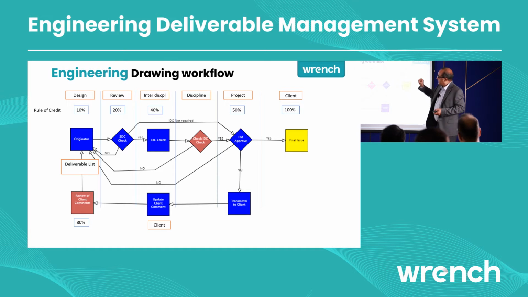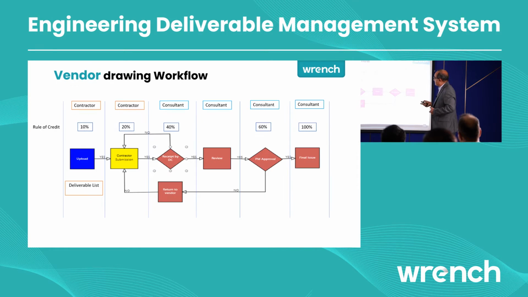And also we add another dimension called the rule of credit, which is a weightage which you specify for activities which you want to track in your engineering deliverables. And then you can see the process flow, whether this can be rejected. If it's rejected, it has to go to them. The exact process that you follow is defined here.